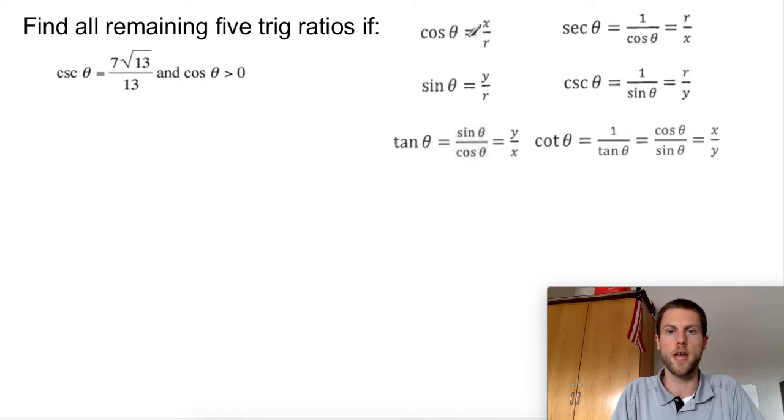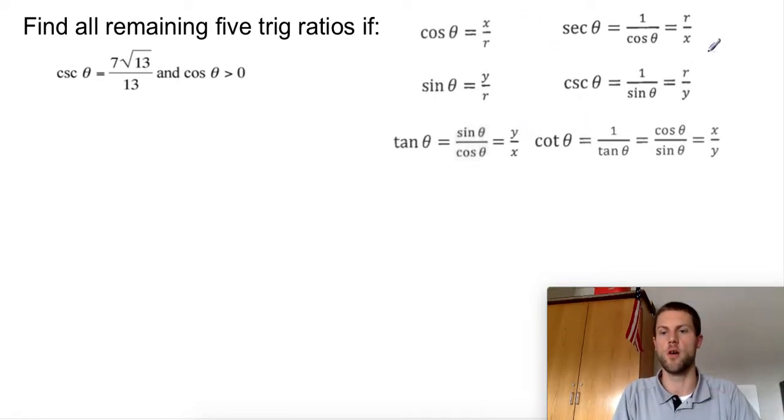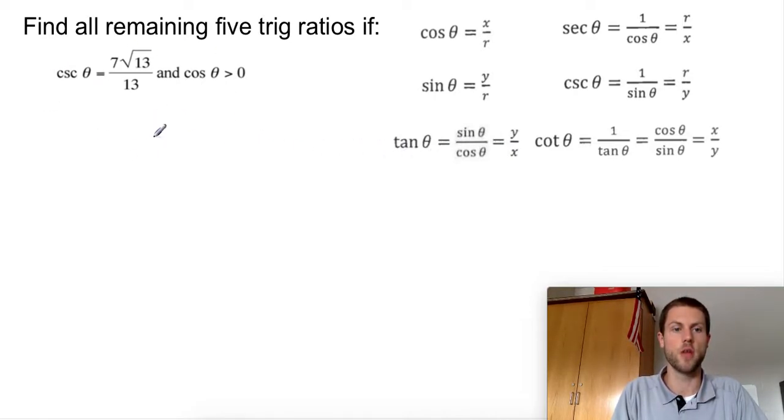So we're going to dive into these big 6, and basically what we need to do is find what x is, what r is, and what y is. And we're just going to mix and match them to find all of these different ratios between these sides. So to start off, let's visualize what's going on here.